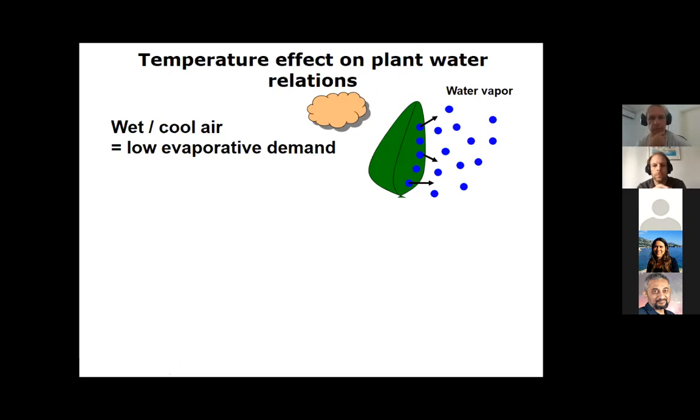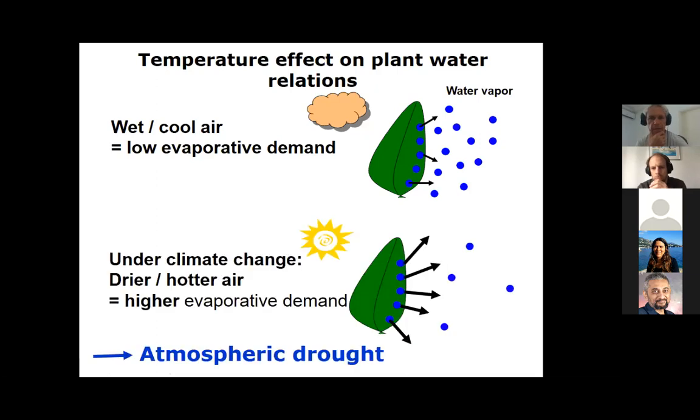The case that I've represented at the top of my slide is a case where the atmosphere is fairly wet, and so the gradient that drives the water out of the leaves is not very high. With climate change, that's what's going to happen: the air is going to be hotter, it's going to be drier, and the gradients for driving water vapor out of the leaves are going to be a lot more important. And that's going to create what we call an atmospheric drought.